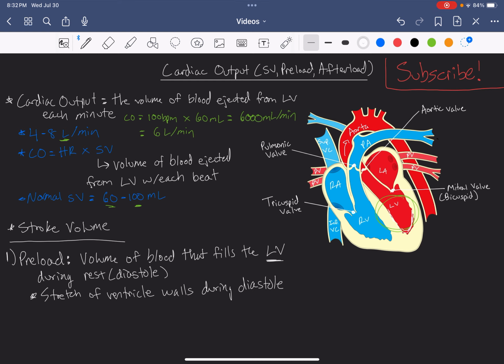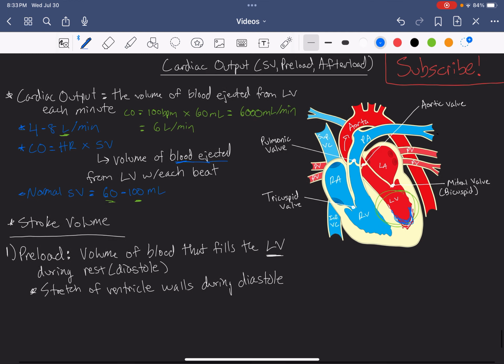But anyway, preload here is going to have a direct correlation with stroke volume, right? Because the more blood that fills this ventricle, the more blood that's going to be ejected. So we know more ejected blood is going to lead to an increased stroke volume, because that is what stroke volume is measuring, right? And an increased stroke volume is going to lead to an increased cardiac output. So that has a direct correlation there.